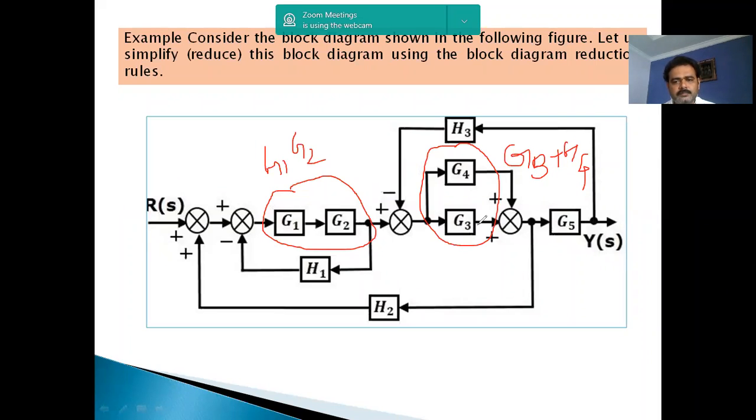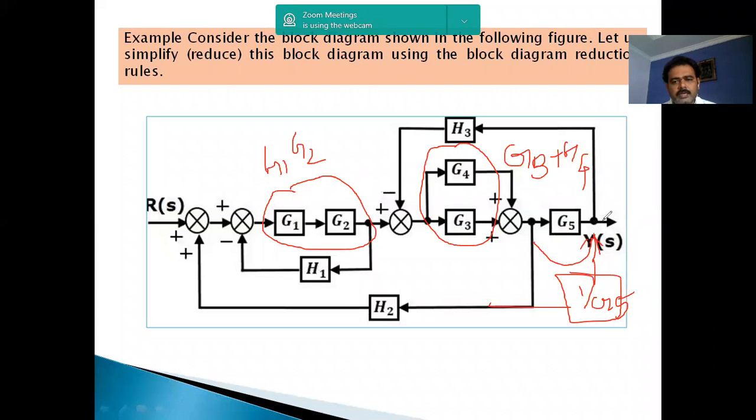Once we get this, the next step is moving this takeoff point after this block. When we move the takeoff point after this block, an additional block is added at this takeoff point, whose value is 1 by G5. That is rule number 5. So when we move a takeoff point after a block, an additional block is added at the takeoff point whose value is 1 by G5. Okay, just I have moved.